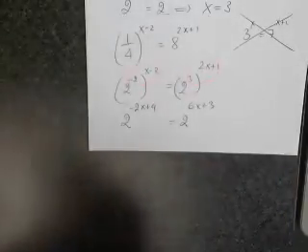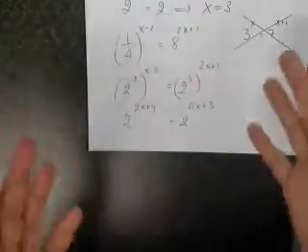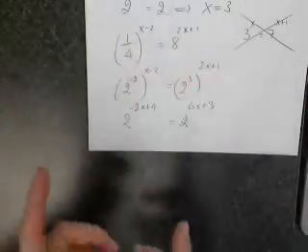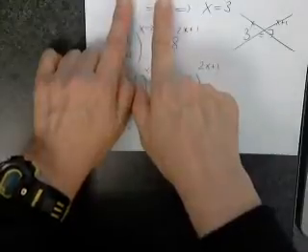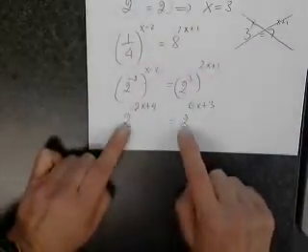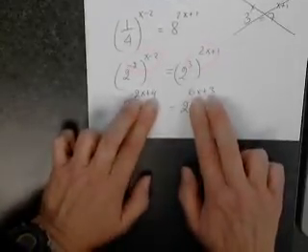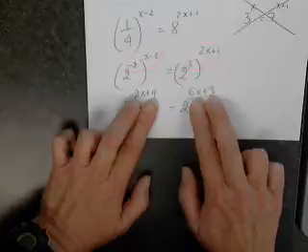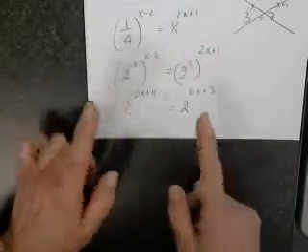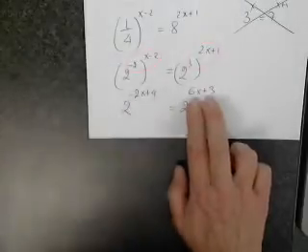Now I'm happy because I finally, after all these algebraic manipulations, can come back and use the same concept. Two numbers are equal and they have the same base. What has to happen to their exponents?